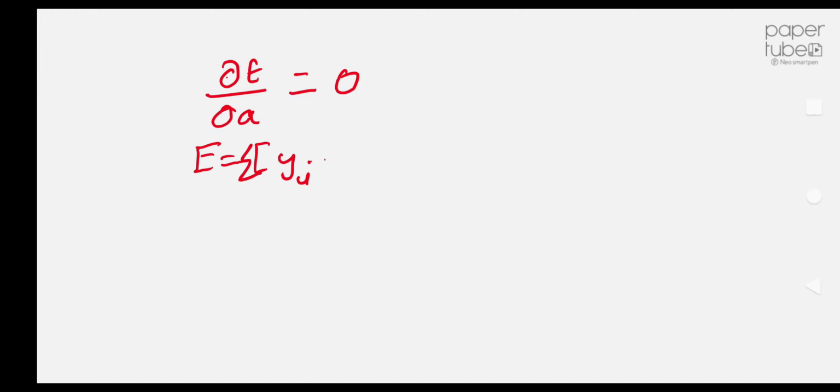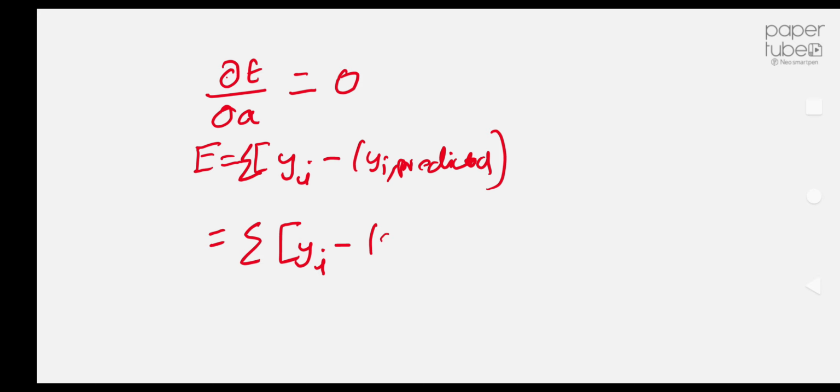So let's try to calculate how the partial derivative of E changes with respect to A, and this should be equal to 0. So let's try to calculate. We know that error is given by the summation of (y of i minus y of i predicted), which is equal to the summation of (y of i minus (a plus b x of i plus c x of i squared)) the whole square.